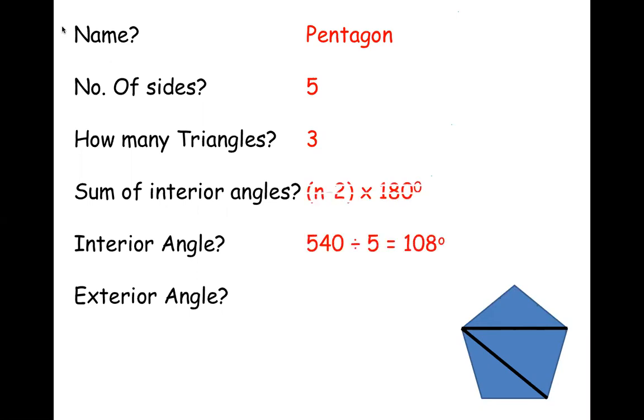Okay. And then interior angle each. 540 divided by 5, you get 108. Okay. Correct. And exterior angle. 180 minus 108, 72. Okay. Very good. Anyone didn't get that or don't understand why the answer is such?